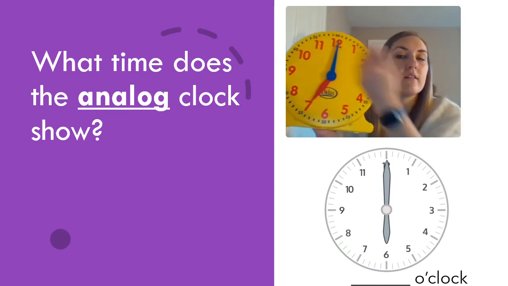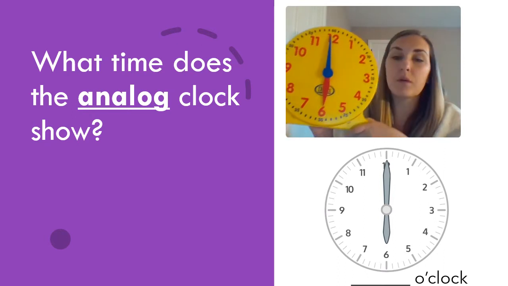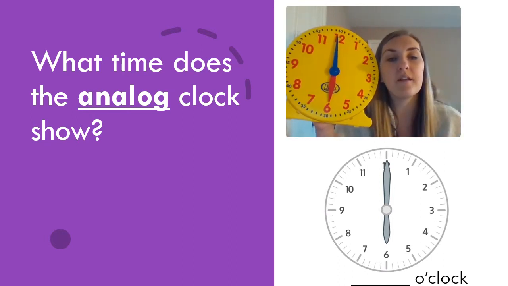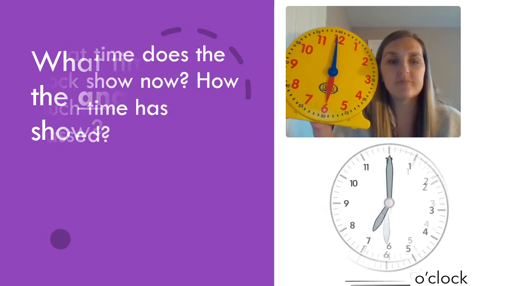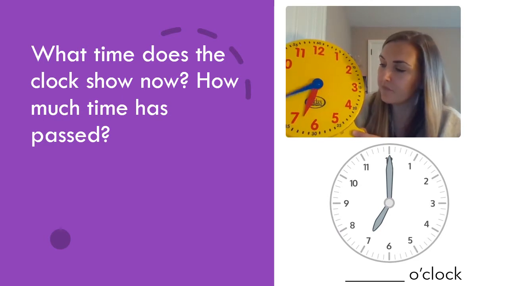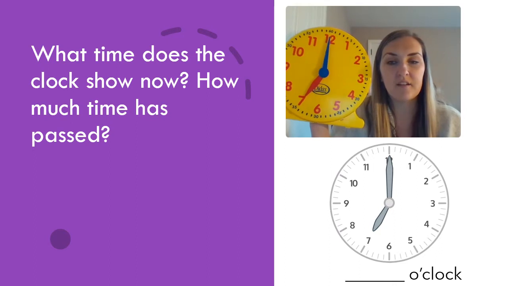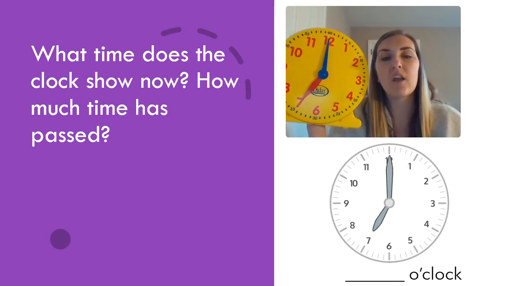This is an analog clock. What time is it showing now? So we wouldn't say 6:12, we say o'clock. It is 6 o'clock. What time does the clock show now? Say you're thinking. Ready, go. It is 7 o'clock.